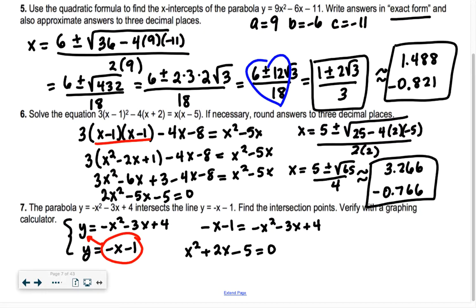Did I do something wrong? It doesn't factor, does it? I think I'm good. I think I wanted it to factor. Thought it was going to be a nice number, but that's fine.